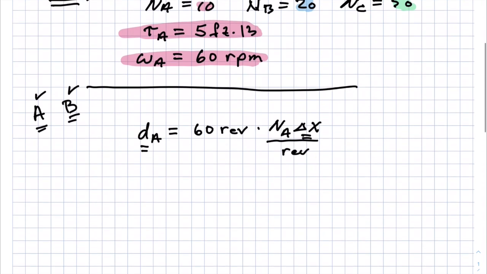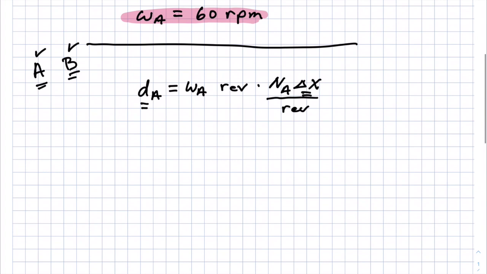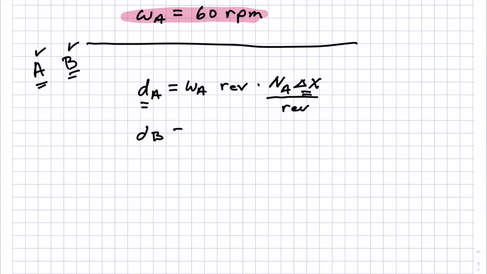Instead of using that 60, let's go ahead and call this omega A. Then we could do the same thing for B, omega B. I have a little problem because omega A is revolutions per minute, so let's put per minute, and then we'll just multiply by 1 minute. So we'll get the distance traveled in 1 minute. That'll work for us.